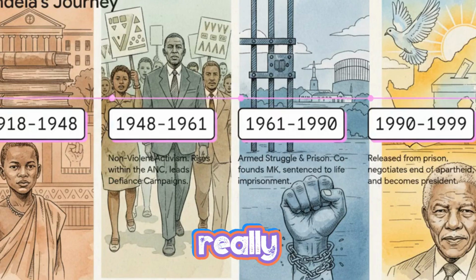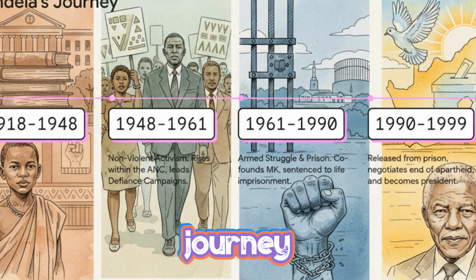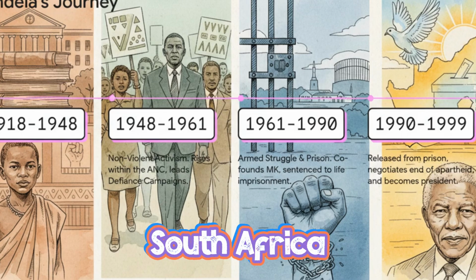Okay, this timeline really gives you a bird's eye view of his whole life. And you can see these really distinct phases, right? First, you've got the early years, the lawyer leading nonviolent campaigns. But then, look at that shift. Everything changes. He turns to armed struggle, gets that long prison sentence, which of course sets the stage for the final act, his release and his journey to becoming the architect of a new South Africa.